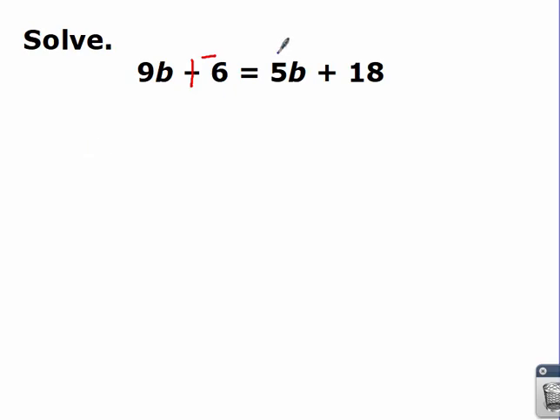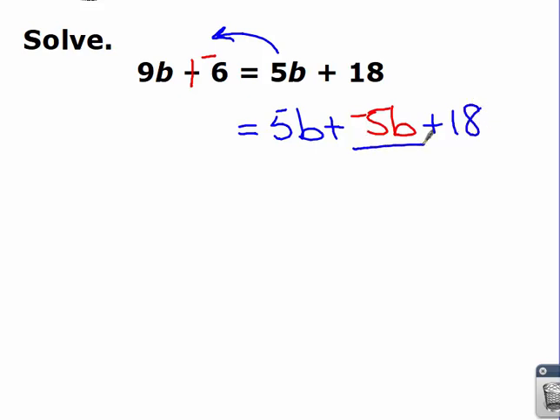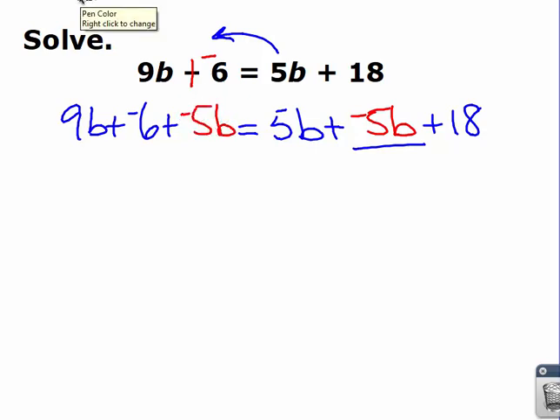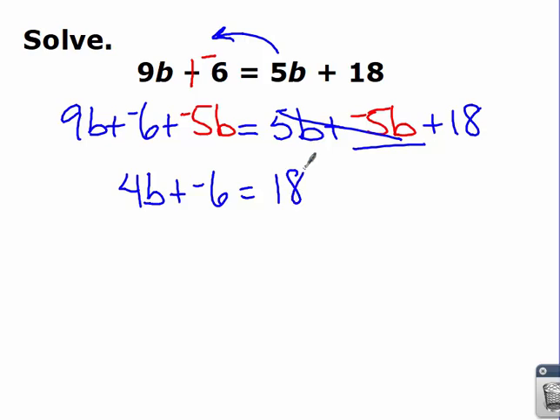We'll take this 5b and move it over to be with the 9b. So I start at the equal sign: 5b plus negative 5b plus the 18. So this is the new thing, what I have to add on the other side as well to maintain balance. So 9b plus negative 6 plus negative 5b. Now I combine like terms. The 9b and the negative 5b make a 4b plus negative 6 equals, and over here my 5b's go away and I'm left with 18.